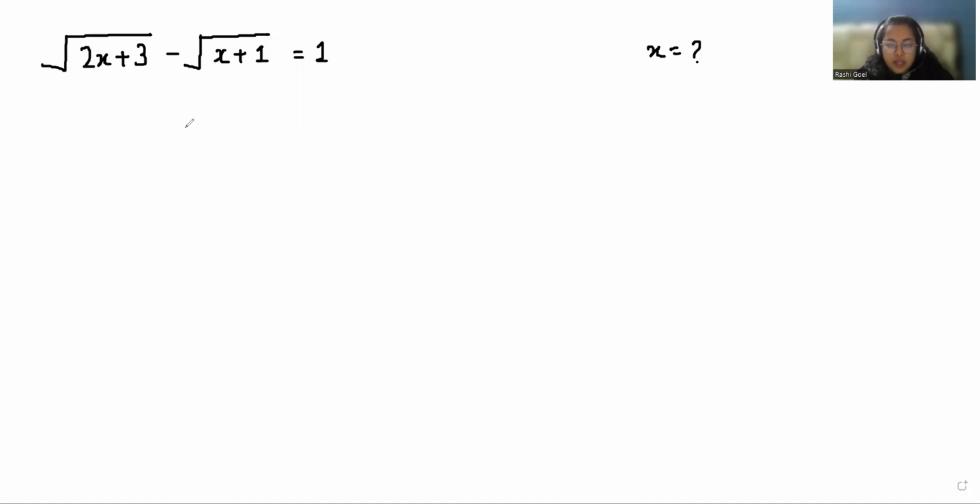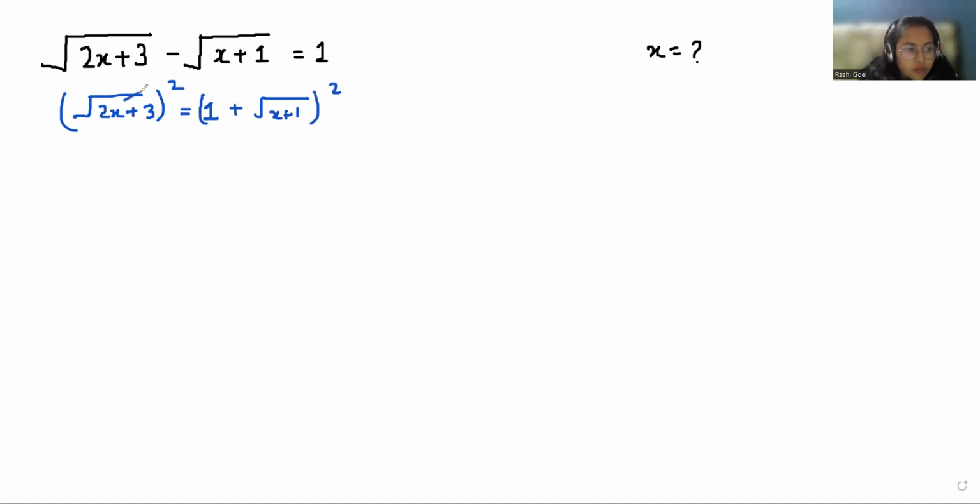So first I am taking this square root of x plus 1 to the other side. So it becomes 1 plus square root of x plus 1. Now squaring both sides. So it becomes, with the help of this, the square root eliminates. So only 2x plus 3 is left.